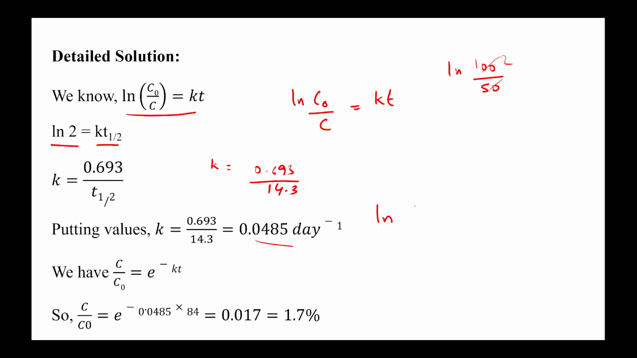So the equation is ln C0 by C is equal to KT, right? If I take this natural log to the other side of the equation, this will be C0 by C is equal to e raised to the power of KT. Or if I invert this, C by C0 will be equal to e raised to the power of negative KT. The value of e is around 2.7.